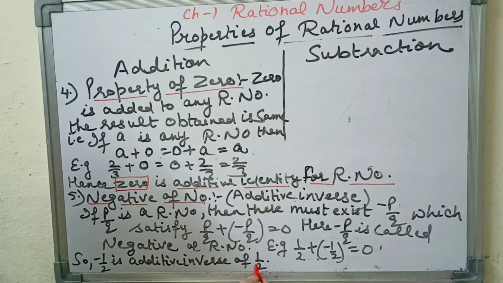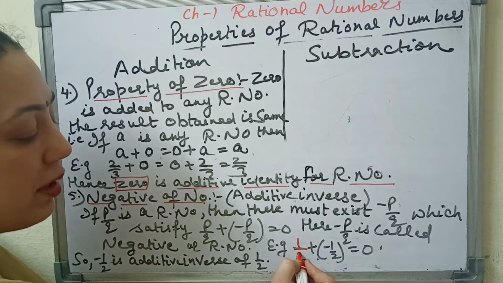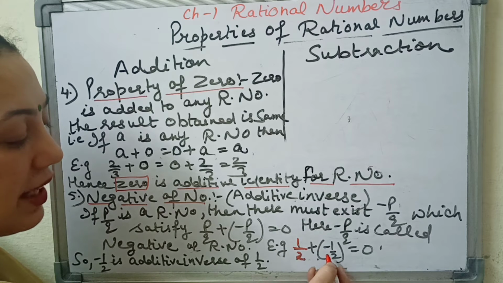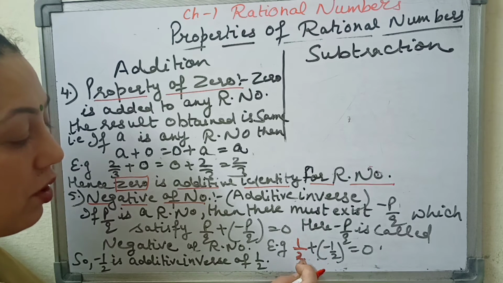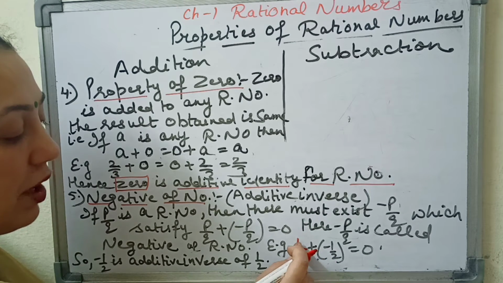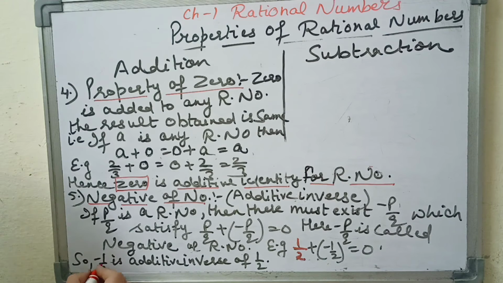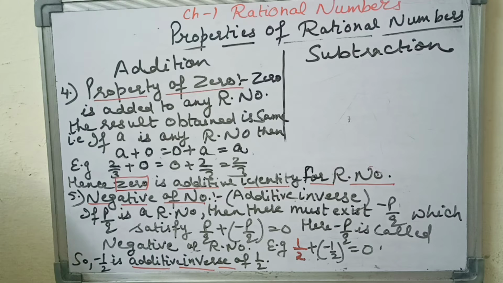Now, let us explain by taking one example. For example, if I take one rational number 1 over 2, when I add it to its negative number, that is minus 1 over 2, then what result will you get? You will always get 0. So, what we conclude here is that 1 over 2 and minus 1 over 2 are negatives of each other. That is, minus 1 over 2 is also known as additive inverse of 1 over 2.